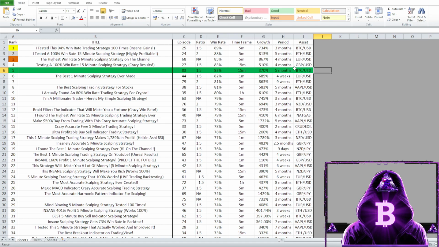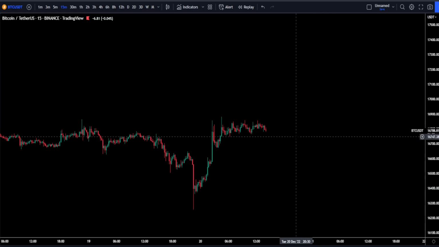So overall, I would say that this strategy is really solid. It shows really promising numbers in the backtesting, so you should definitely consider forward testing it with paper money. Okay, now let me show you how to build this setup.